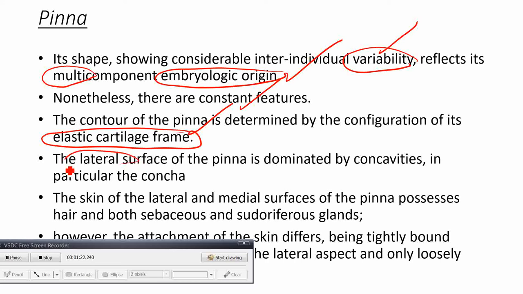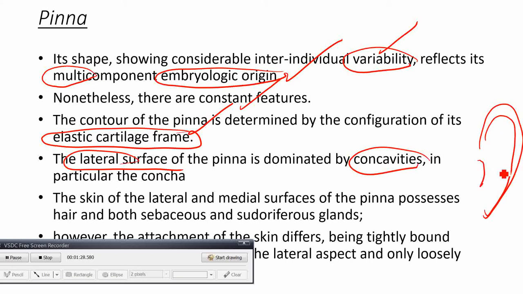The lateral surface of the pinna has a lot of concavities, as we know. So helix, antihelix, tragus, antitragus. This is the tragus and this is the crus of the helix, as you know. This is the triangular fossa.